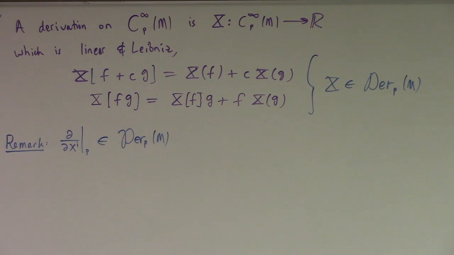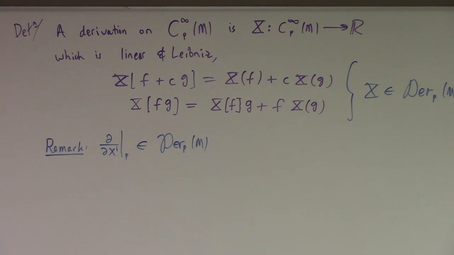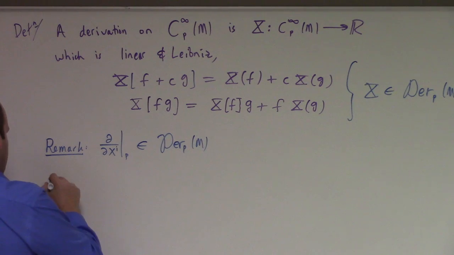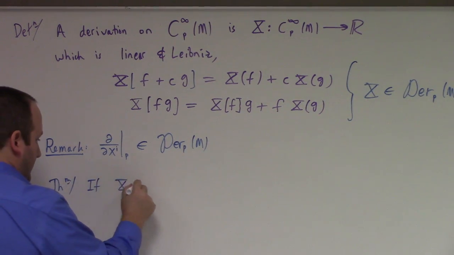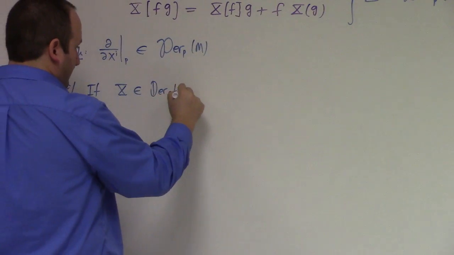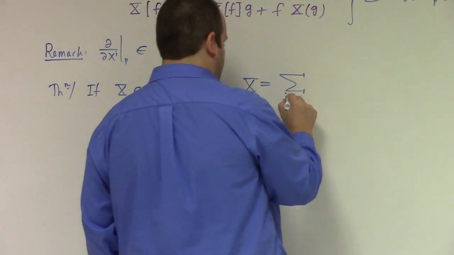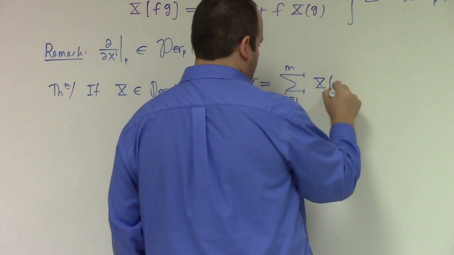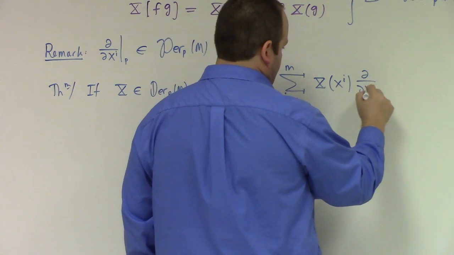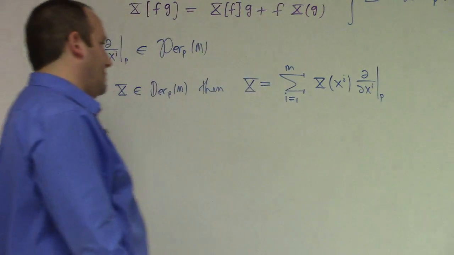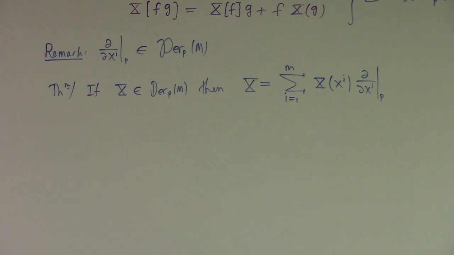So certainly a partial derivative is a derivation, right? But here's the interesting thing. On a smooth manifold, that's kind of all there is. This is a much harder theorem. If x is an element of the derivations at P of M, then x is equal to, it happens to be the case, the sum i equals 1 to m of x upper i partial x_i at P. So not only are partial derivatives derivations, in fact, any derivation at the point P can be built with partial derivatives in this simple way.